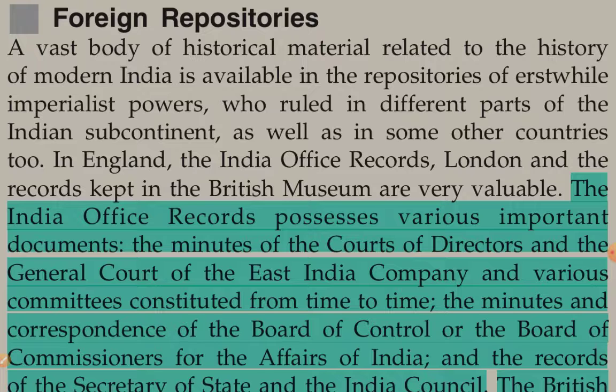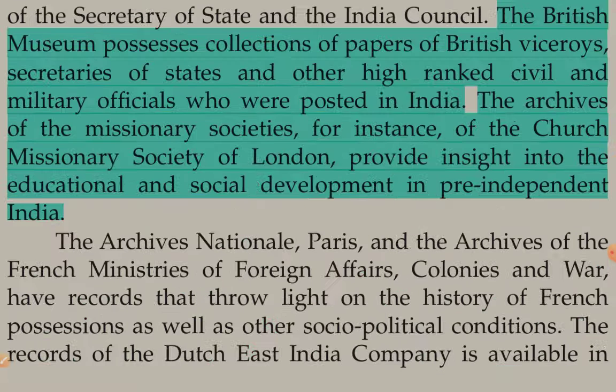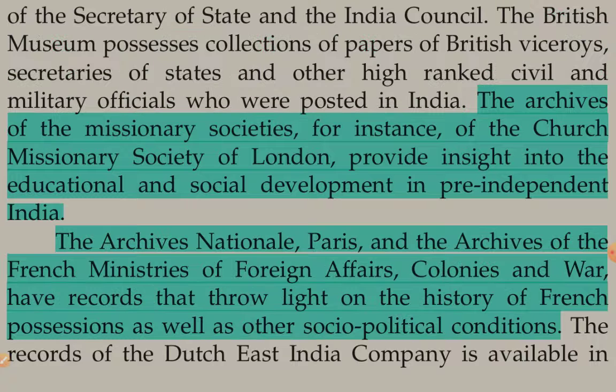The India Office records possesses various important documents, the minutes of the courts of directors and the General Court of the East India Company and various committees constituted from time to time, the minutes and correspondence of the Board of Control or the Board of Commissioners for the Affairs of India, and the records of the Secretary of State and the India Council. The British Museum possesses collections of papers of British viceroys, secretaries of states and other high-rank civil and military officials who were posted in India.